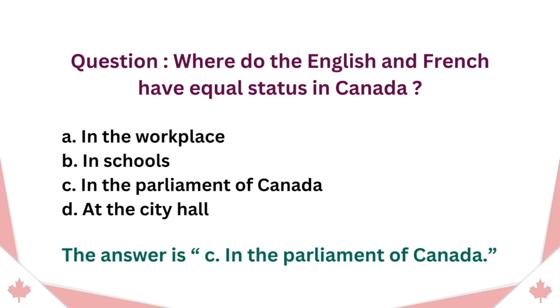Question. Where do the English and French have equal status in Canada? A. In the workplace. B. In schools. C. In the Parliament of Canada. D. At the City Hall. The answer is C. In the Parliament of Canada.